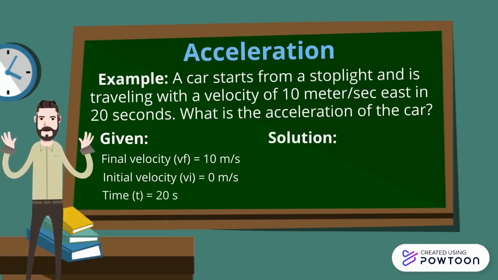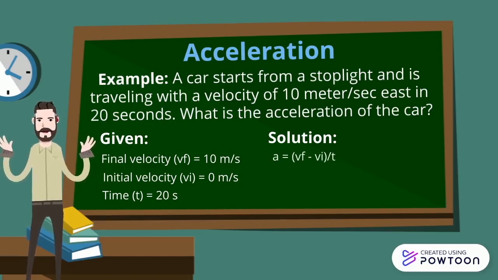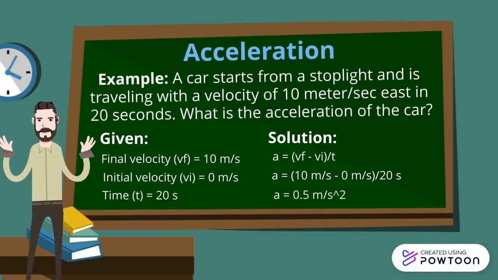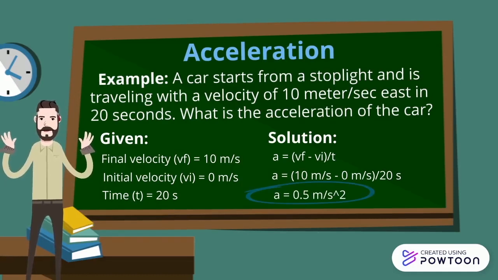Now, insert the given information into the acceleration formula. Acceleration then is equal to final velocity minus the initial velocity over time. So acceleration is equal to 10 meters per second minus 0 meters per second over 20 seconds. And solving the problem gives an acceleration value of 0.5 meters per second squared.